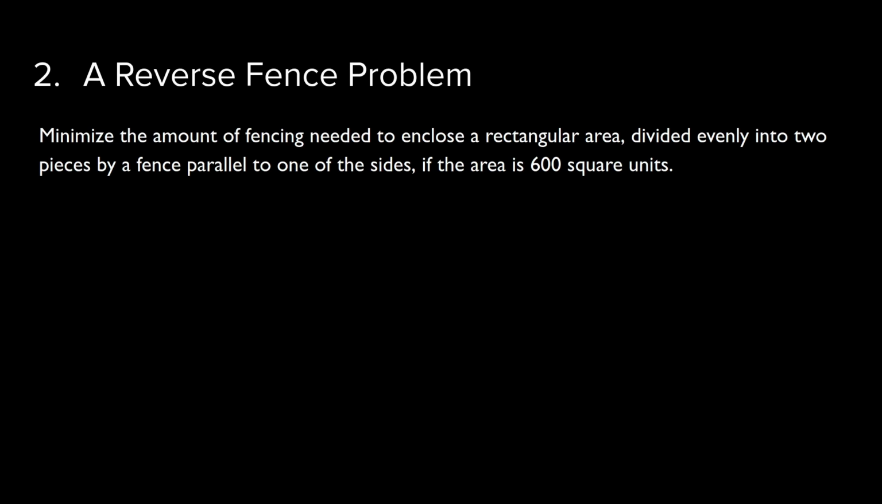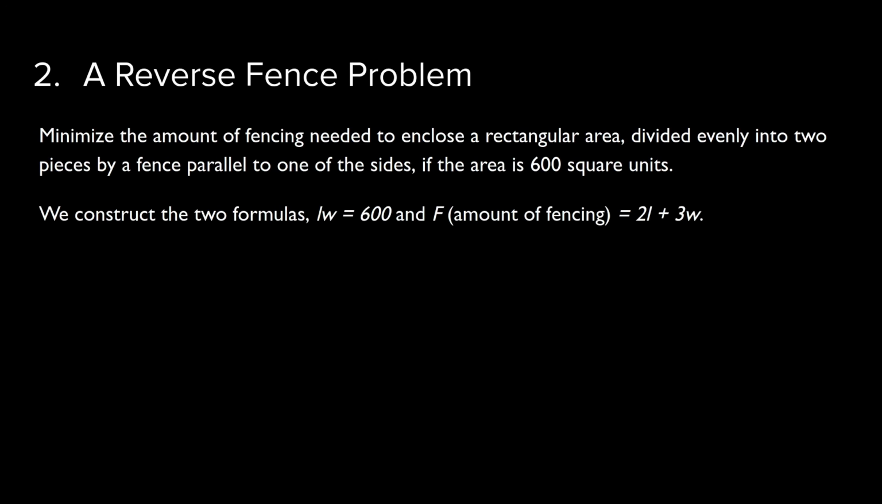So, because of this, we have to count one of the variables in the perimeter equation twice. So it would be 2L plus 3W, or 3L plus 2W, it doesn't matter which one, because you have to count that extra line down the middle as part of the perimeter, because we're counting the amount of fencing, not only the outside perimeter. And then again, we have L times W equals 600, because the area is 600.